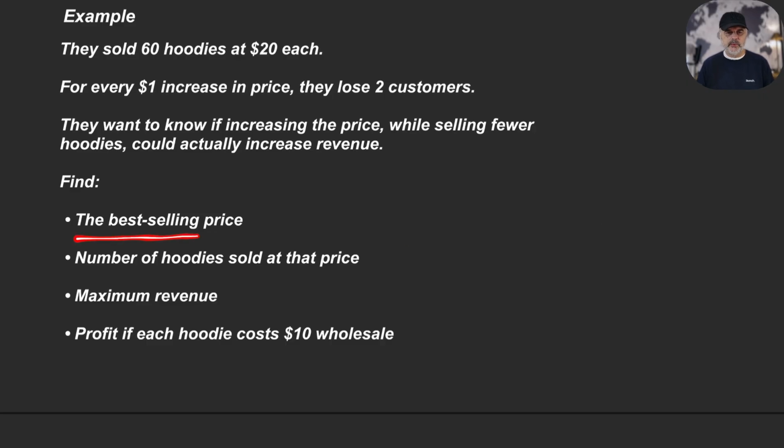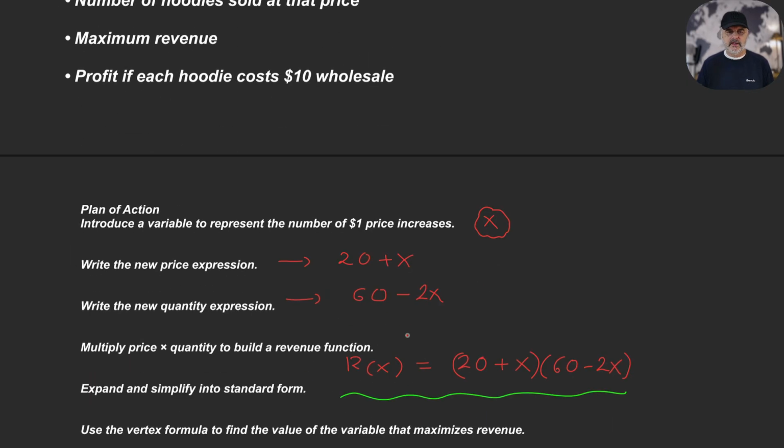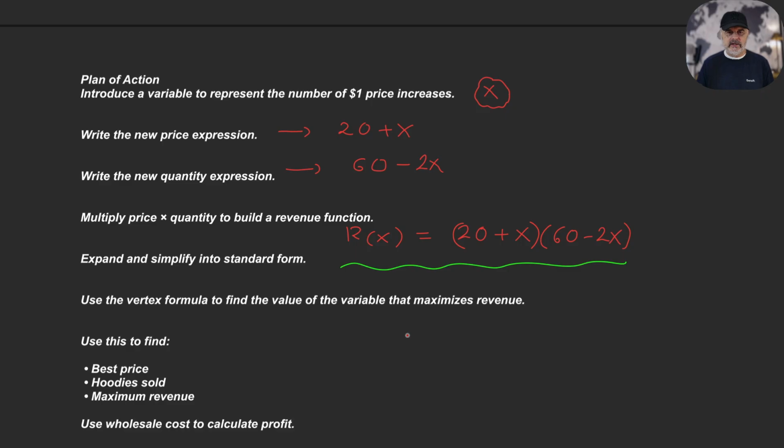So we know that we have to find the best selling price somehow. We have to figure out how many items would be needed to achieve that objective so that we can get the maximum revenue, and then the profit as an extra addition to this question, which makes the question a little bit more challenging and interesting. So, plan of action now.